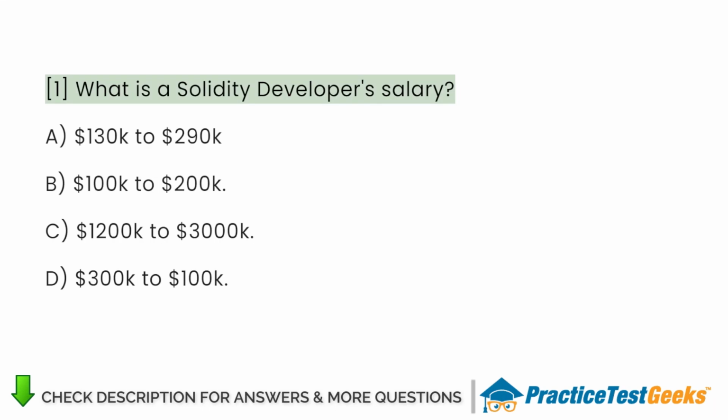What is a Solidity developer's salary? A. $130,000 to $290,000. B. $100,000 to $200,000. C. $1,200,000 to $3,000. D. $300,000 to $100,000.